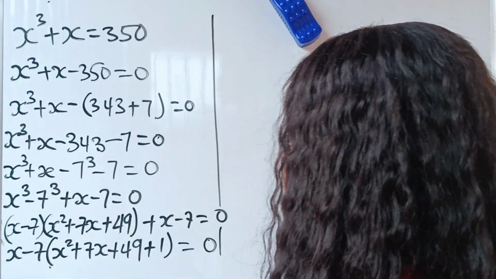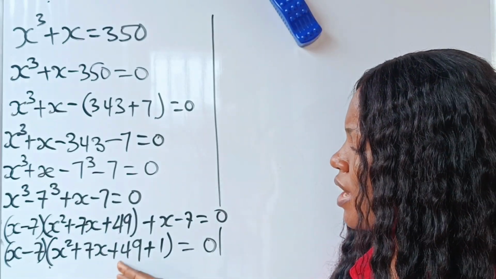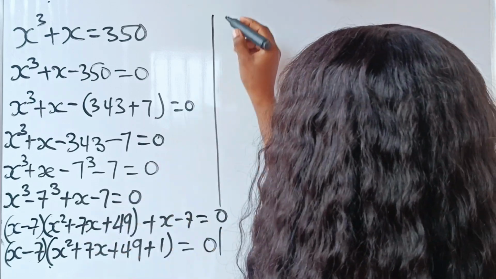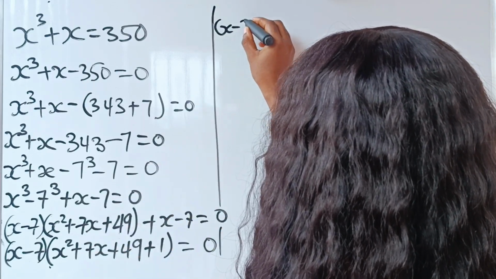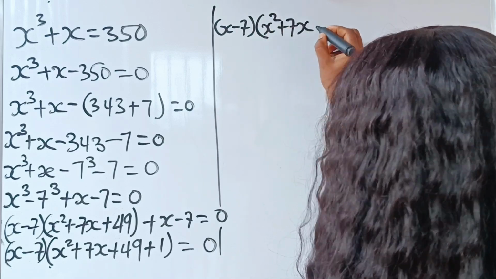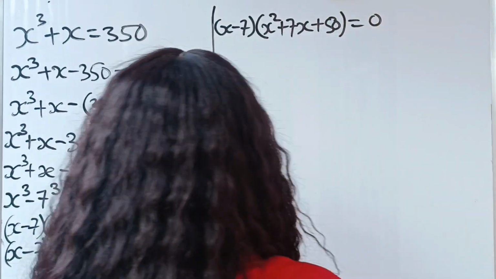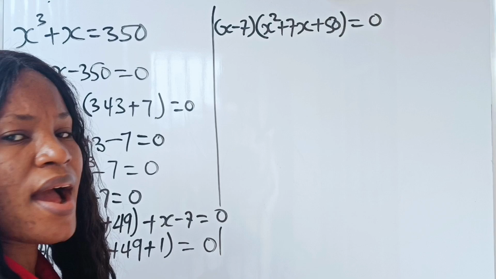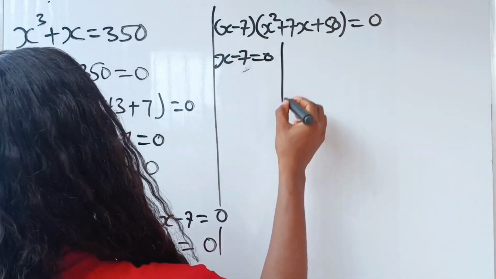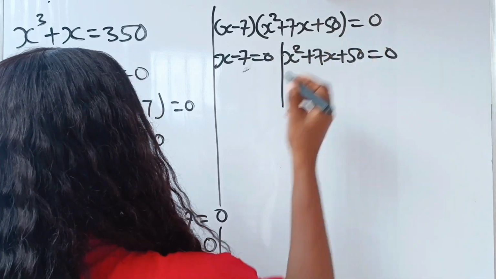So in this case we have that x minus 7 multiplied by x squared plus 7x plus 49 plus 1 is equal to 0. So we can then write that x minus 7 multiplied by x squared plus 7x plus 50 is equal to 0. Okay, then at this point we can then write that x minus 7 is equal to 0, or x squared plus 7x plus 50 is equal to 0.